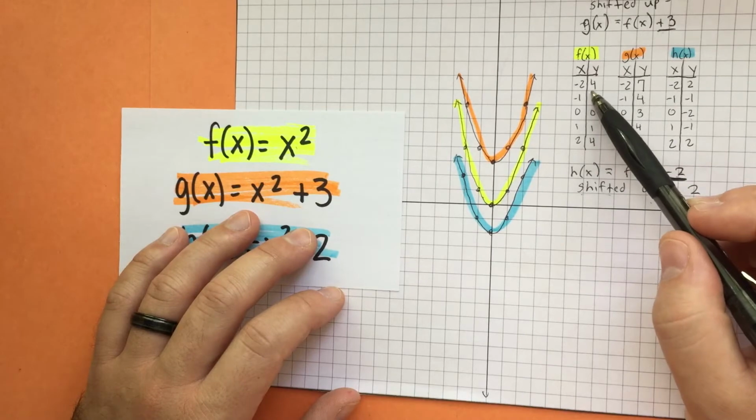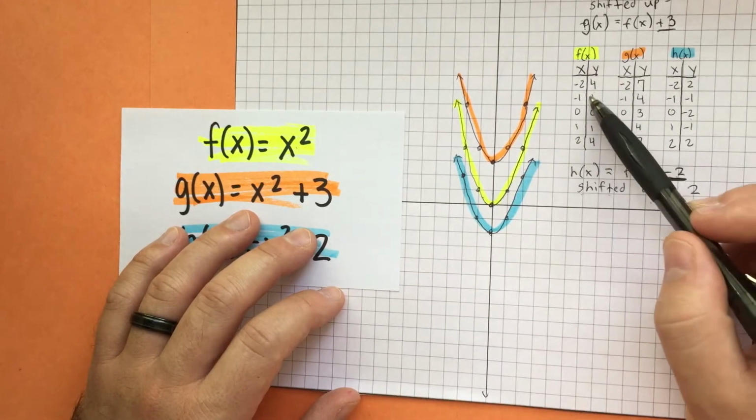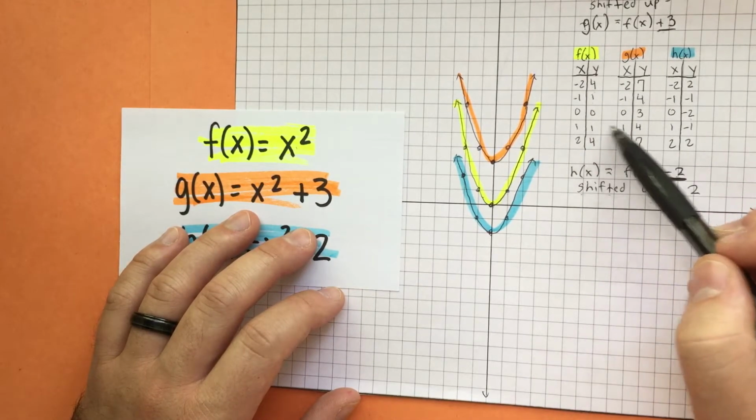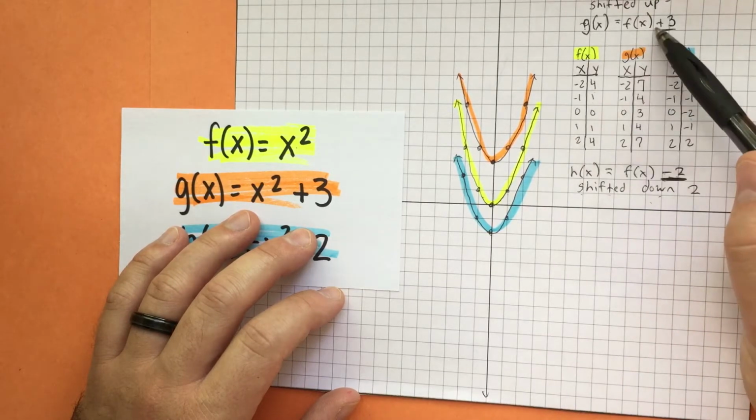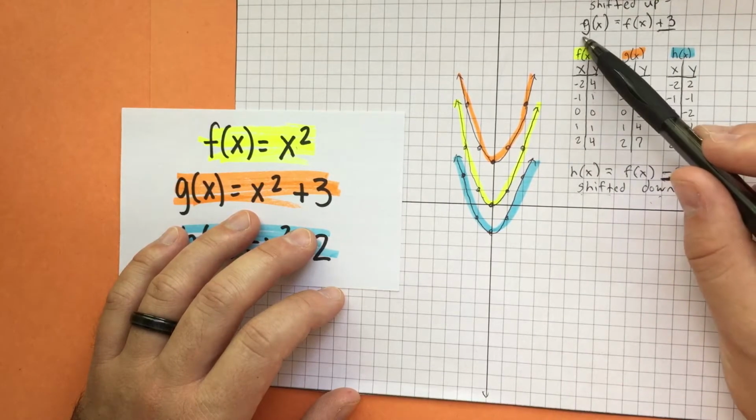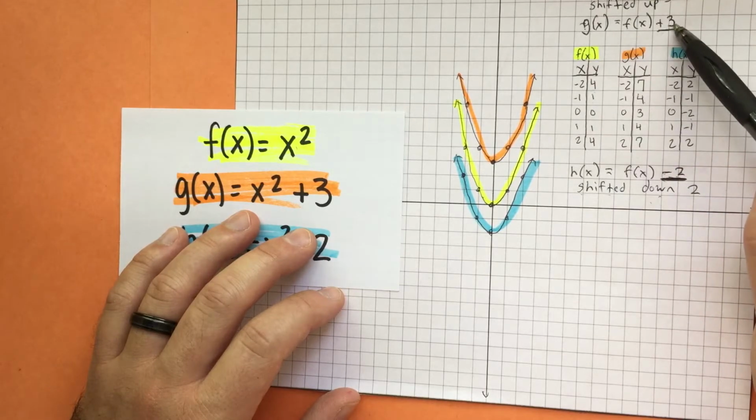We can even see that on the table. 4 to 7, the same amount has been shifted up by 3 each time. And that's how we represent it. g of x is just f of x plus 3.